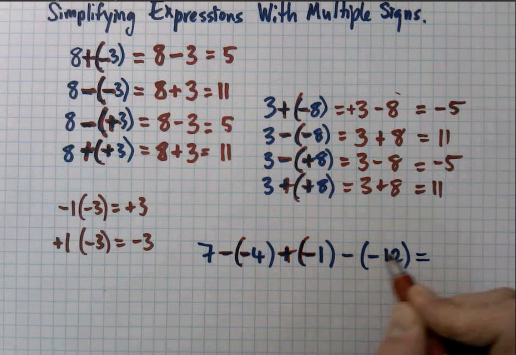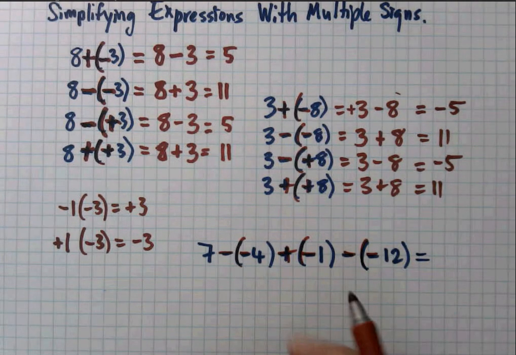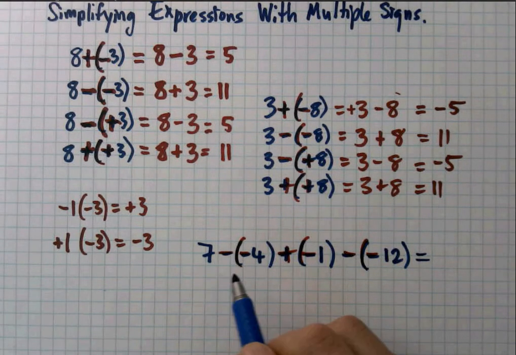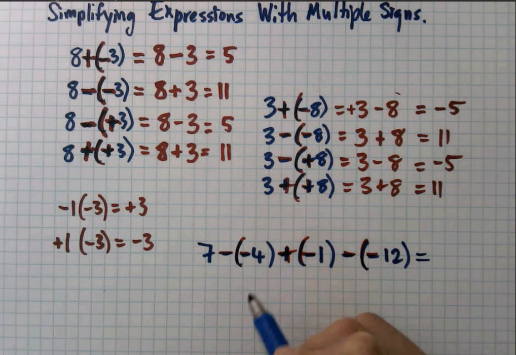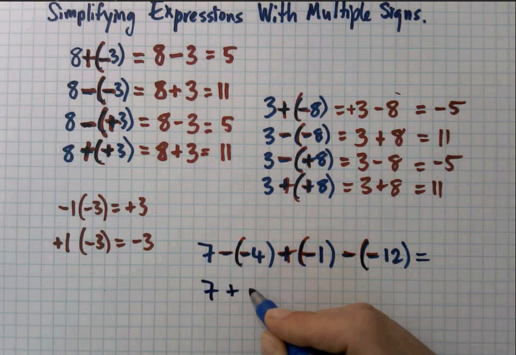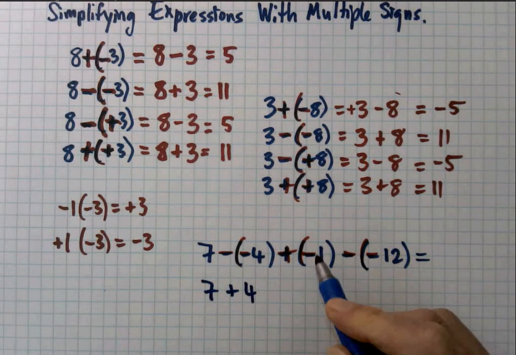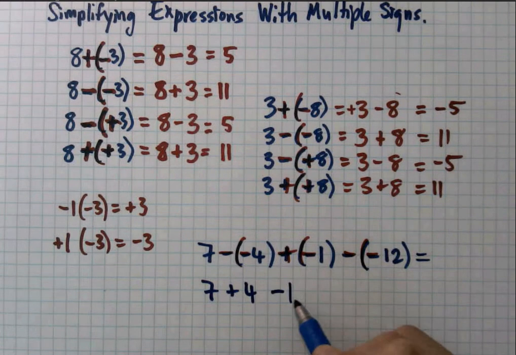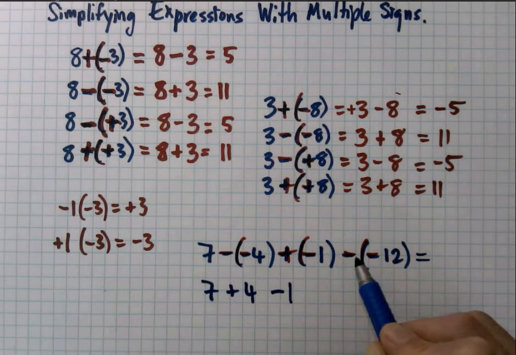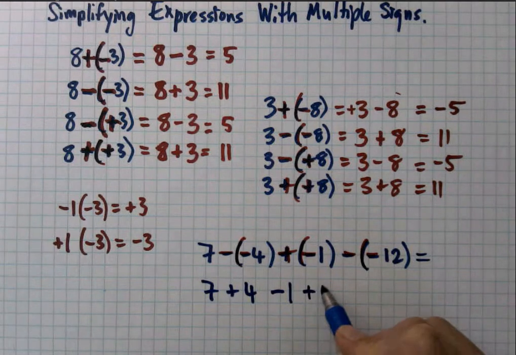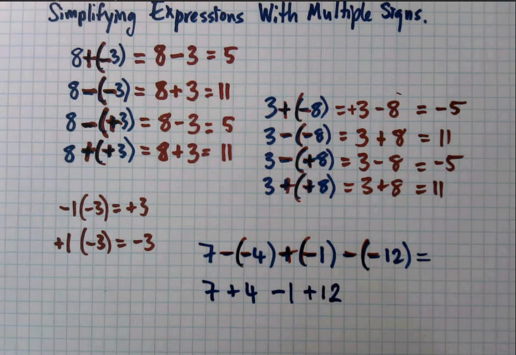A 7 minus a -4. Well, minus a negative is positive, so this will be 7 plus 4. Plus a negative 1, a positive and a negative remains negative, just one negative sign there. Another negative and negative combination ends up being positive. So this very long and confusing looking expression now is reduced to 7 plus 4 minus 1 plus 12. And actually I can just do that moving left to right. 7 plus 4 is 11, minus 1 is 10, plus 12 is 22.